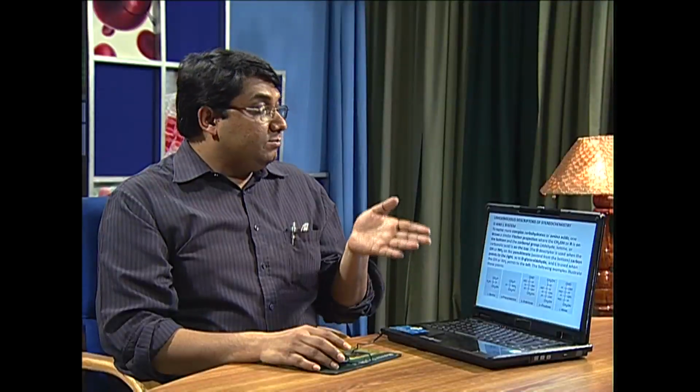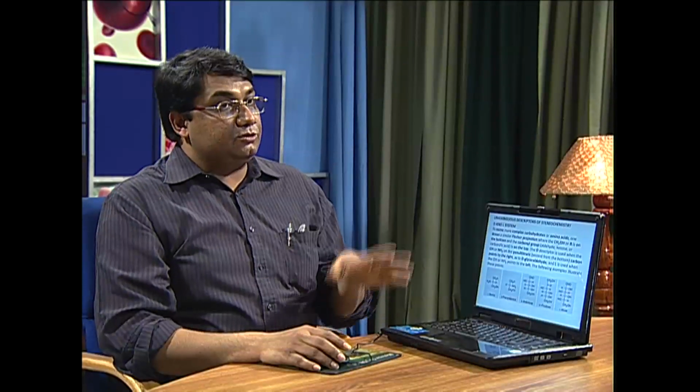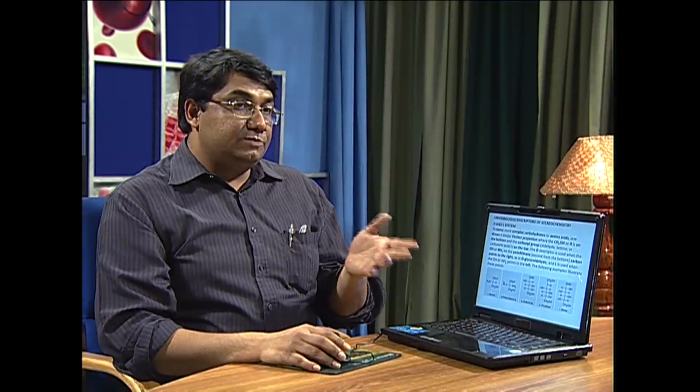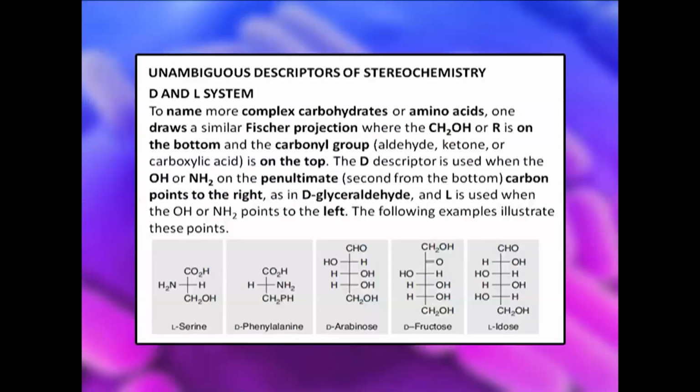Now, to name more complex carbohydrates or amino acids in this DL system, similar Fischer projections are drawn, where the CH2 group is put at the bottom and the group containing the carbonyl carbon, either a carboxylic acid group, an aldehyde group, or a ketone group, is placed on the top.